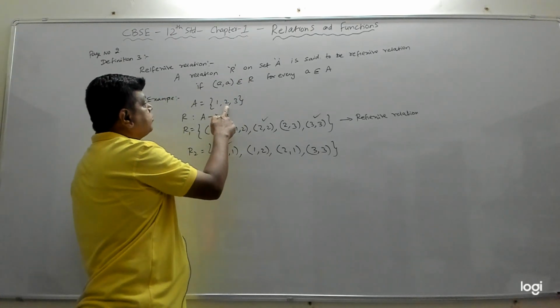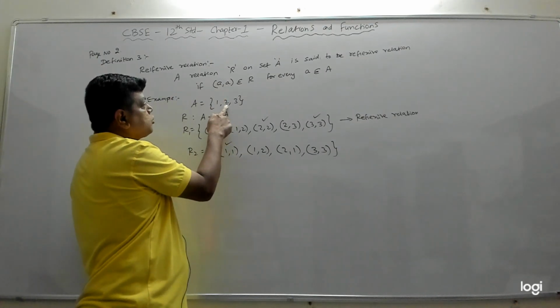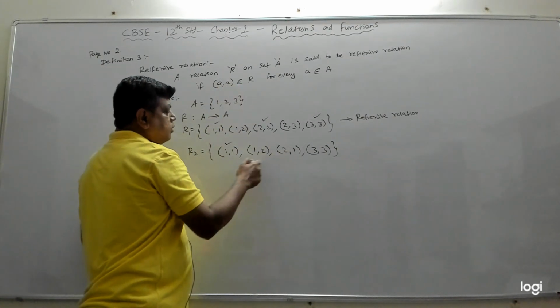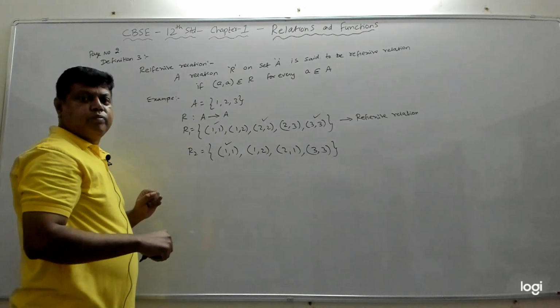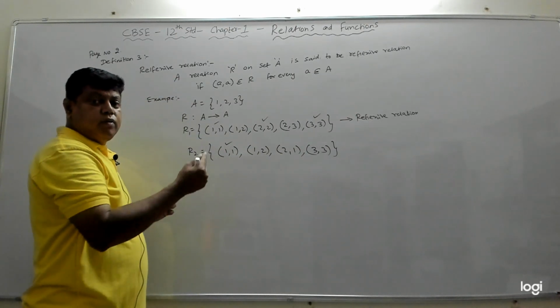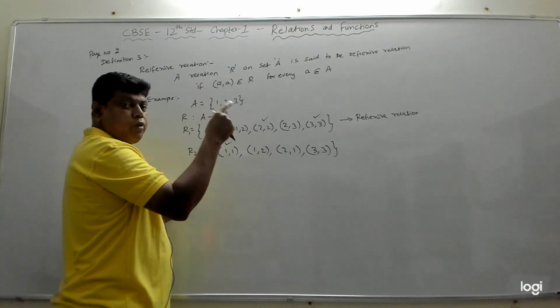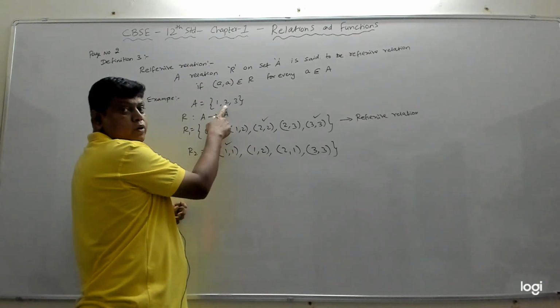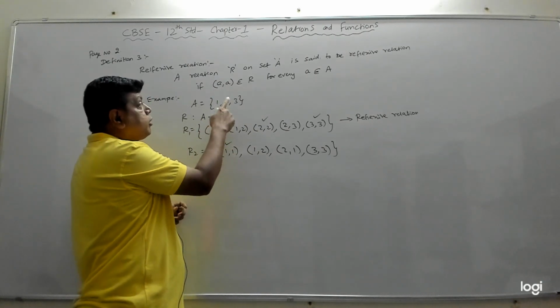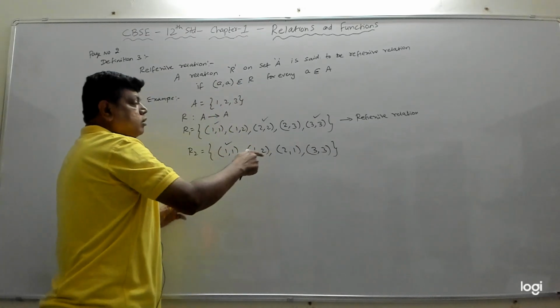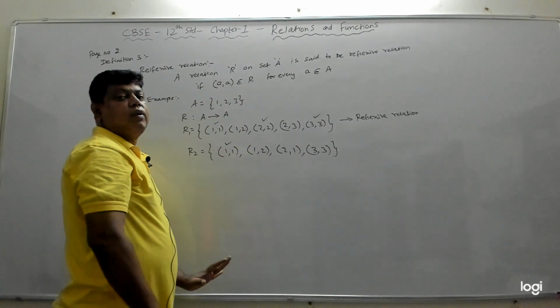Second element: take the second element from A, which is 2. Again, is (2, 2) in R? (2, 2) is not there in R. The moment you see even one element is not related to itself, right here, 2, I have taken an element 2 from A, but (2, 2) is not in R. Therefore, we have to stop and say R is not reflexive.